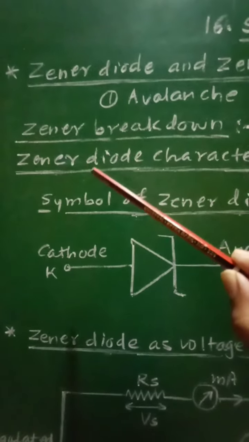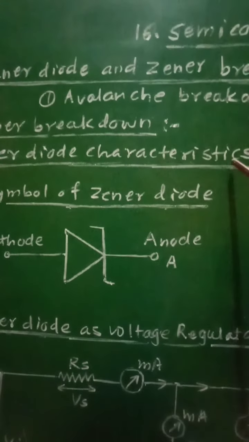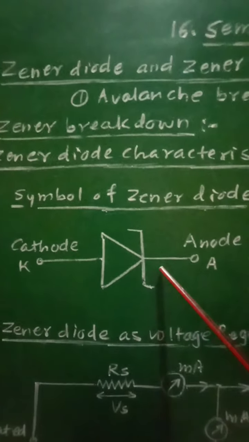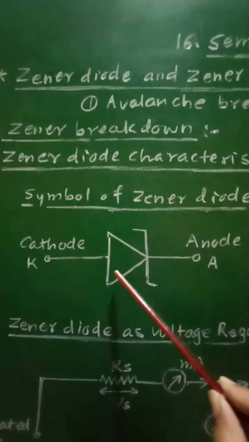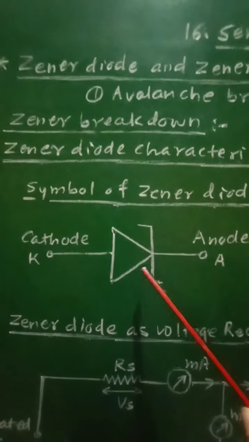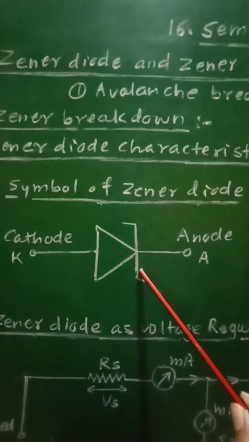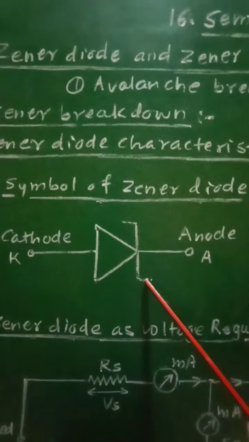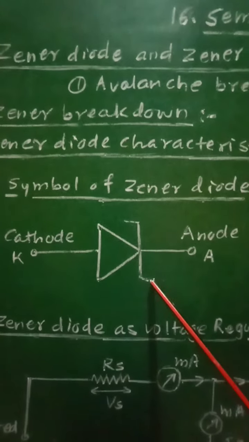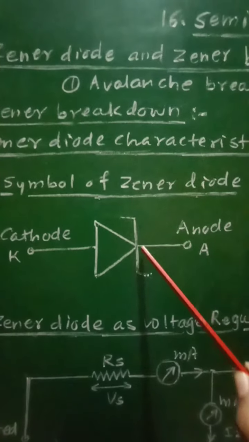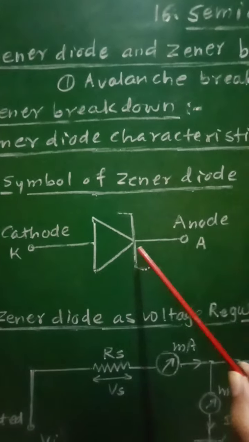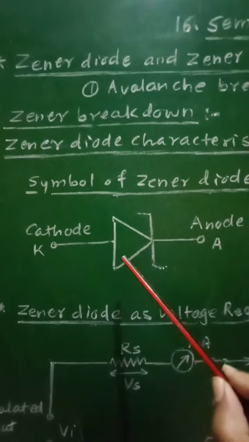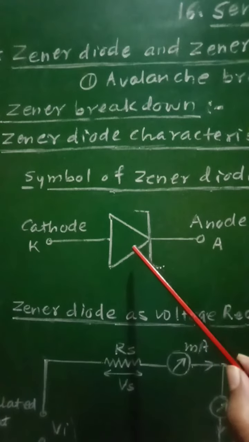Now let us see the Zener diode characteristics, that is IV characteristics. So first of all, the symbol of this Zener diode is as shown. It is similar to that of a PN junction diode, the only difference being that the N region of the diode will be represented by a Z-shaped line instead of a straight line. Again it will have two electrodes, that is cathode K and anode A. So symbolically the Zener diode will be shown like this.